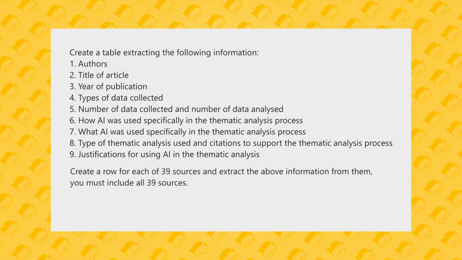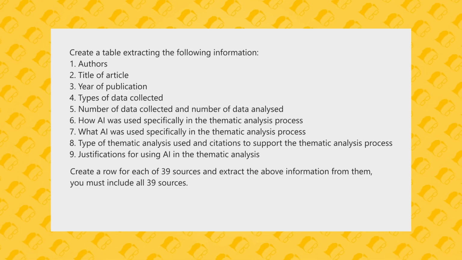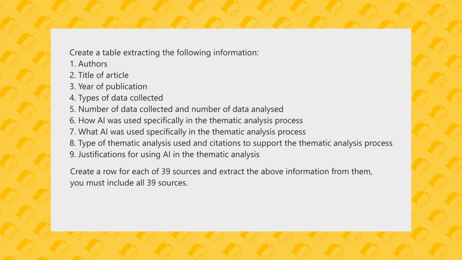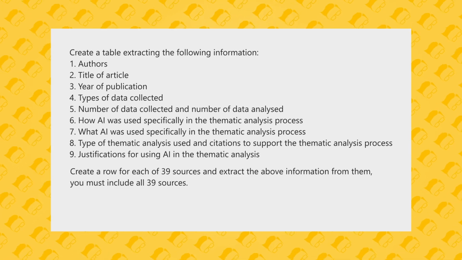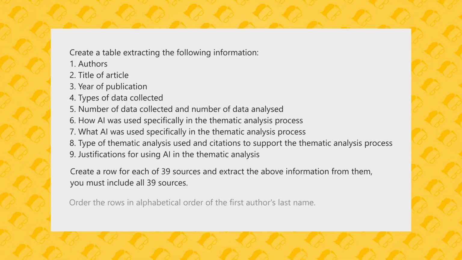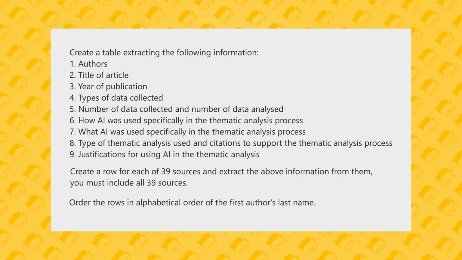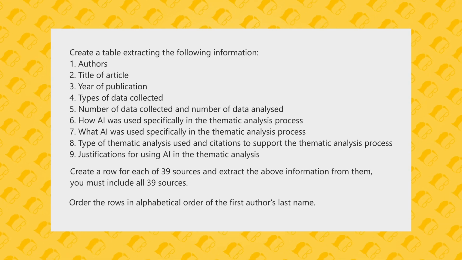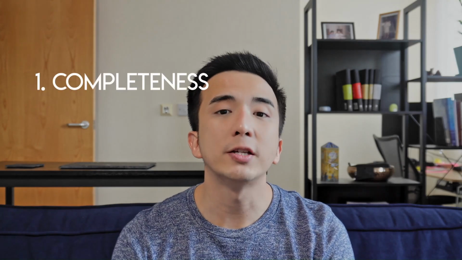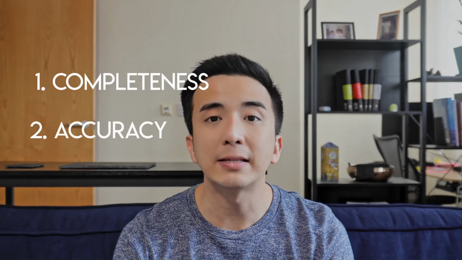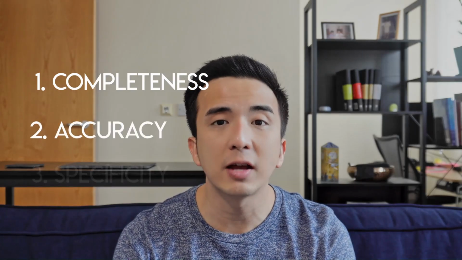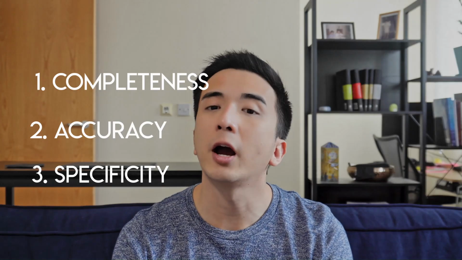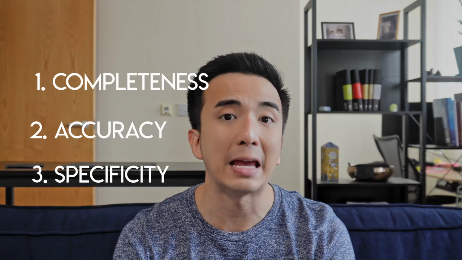I also included additional instructions to create a row for each of the uploaded sources and to include all sources. From my prior experience of testing it, I realized that it will omit sources or combine them if they're too similar. For organization purposes, I instructed it to list by alphabetical order of the first author's last name. There are three things that I'm looking out for: whether the table was complete, whether the basic bibliographic data was accurate, and whether the tool can handle the kind of nuance that typically trips AI tools up.